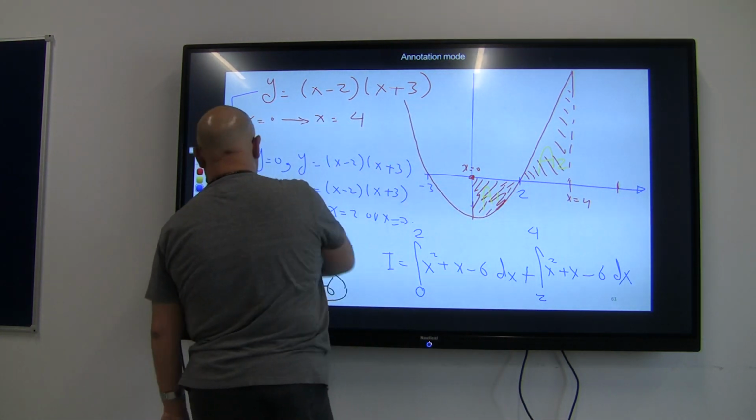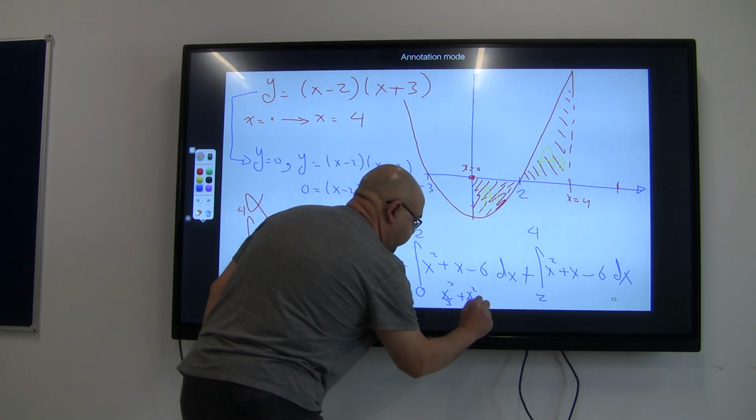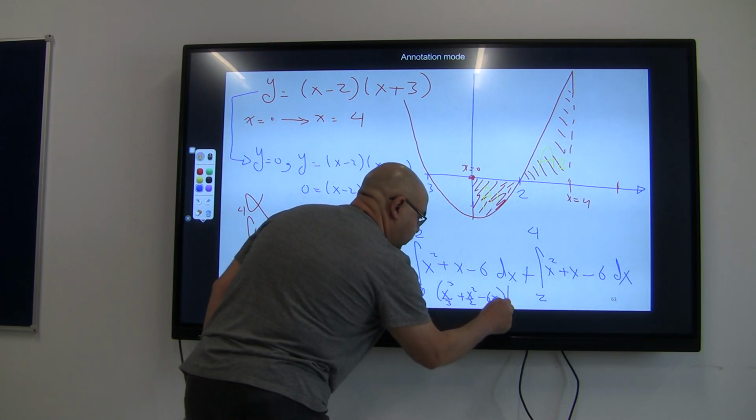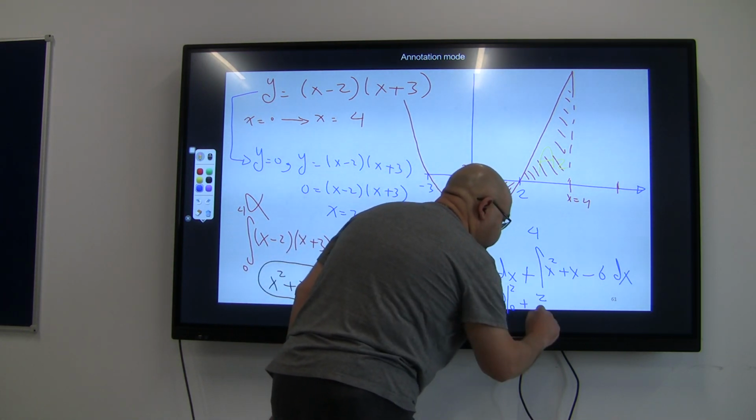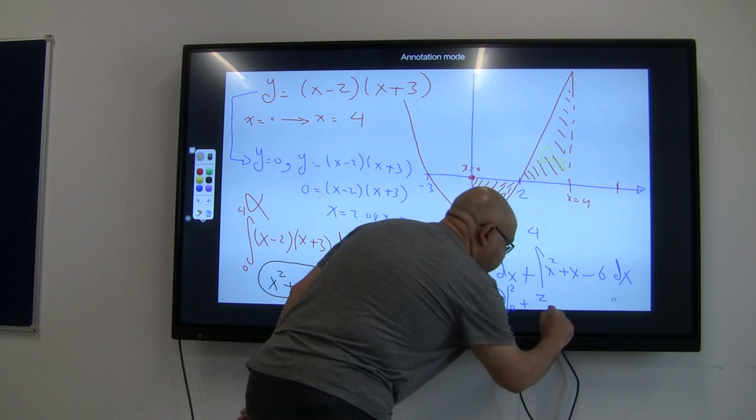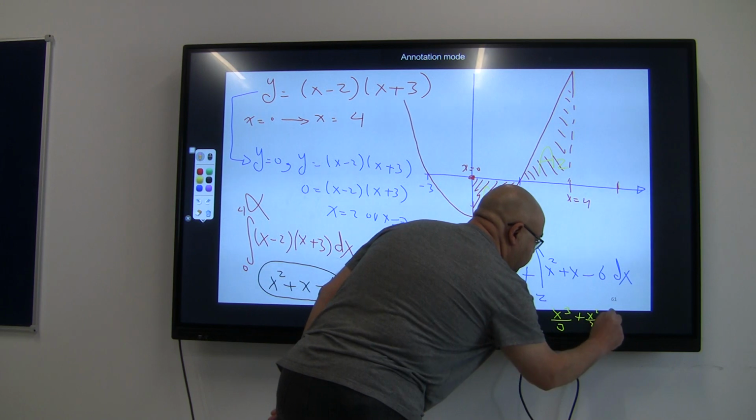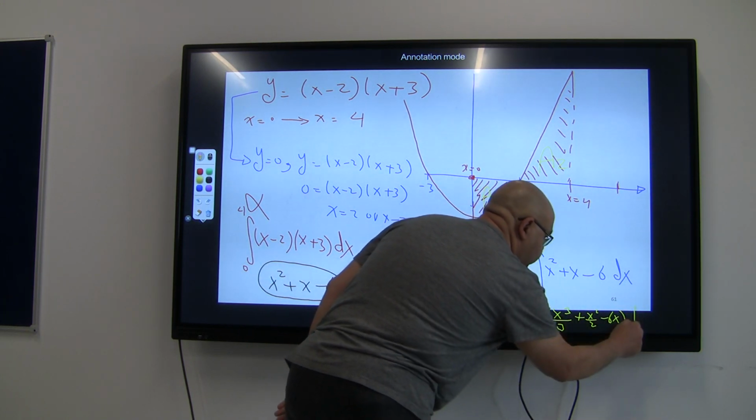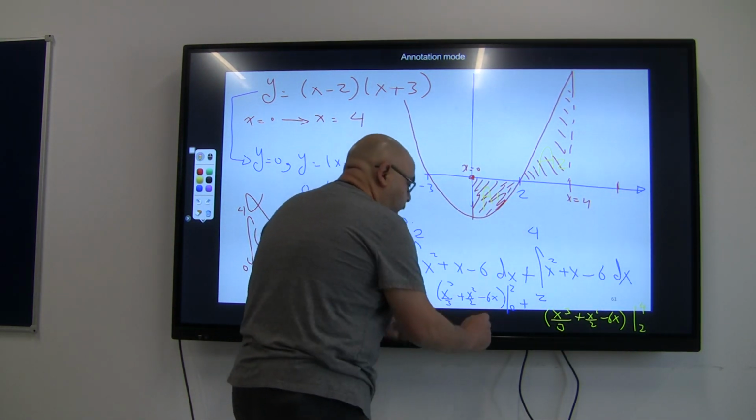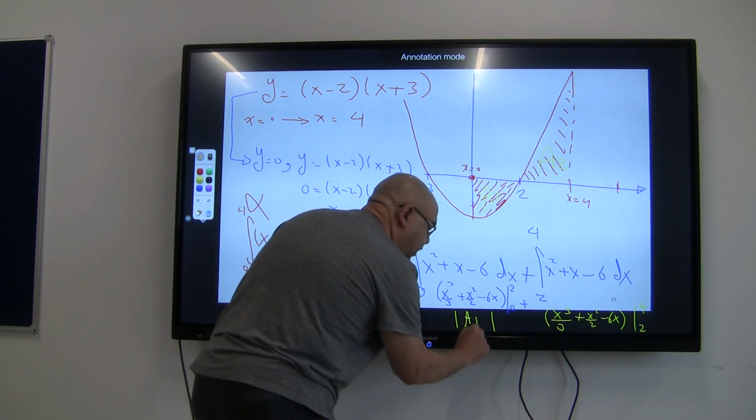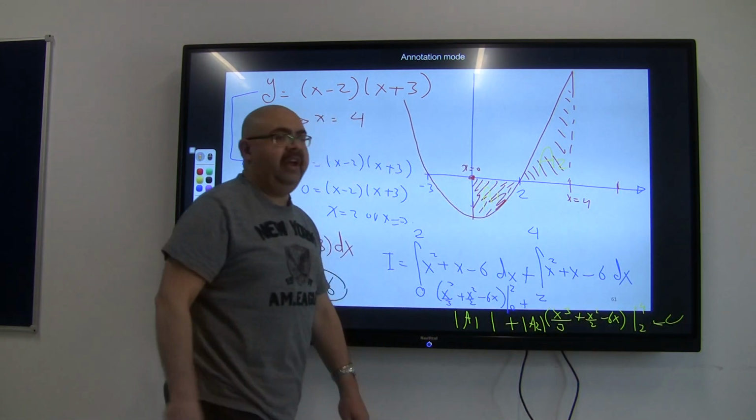So integrating, it's going to be x to the power 3 over 3 plus x squared over 2 minus 6x. Then I will substitute by 2, then 0. Plus, integrating for this part, which is simply x cubed over 3 plus x squared over 2 minus 6x, then I will substitute from 4 to 2. Start with the upper limit minus the lower limit. Take the absolute value of this area, which is A1, plus the absolute value of area 2, and this will be the required value.